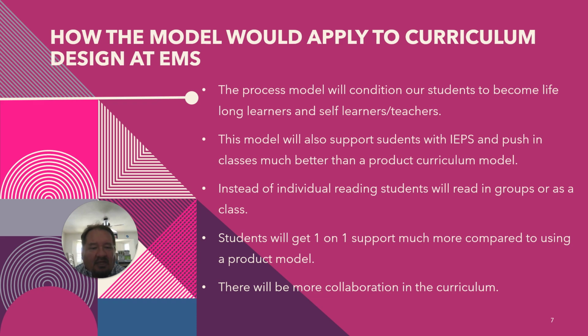The process model will condition our students to become lifelong learners. I keep bringing that up, and self learners, able to self teach. I don't think I would have gotten through college without being a self learner, being able to teach myself. So this is a very important skill to have for our students. This model will also support students with IEPs and pushing classes much better than a product model curriculum would. Just having inclusion classes, I'm already sort of tailor made or pushed to be more of a process model curriculum, and students will get much more one-on-one support with this.